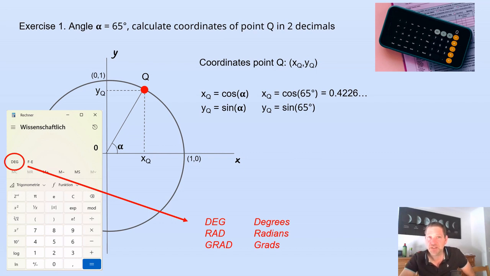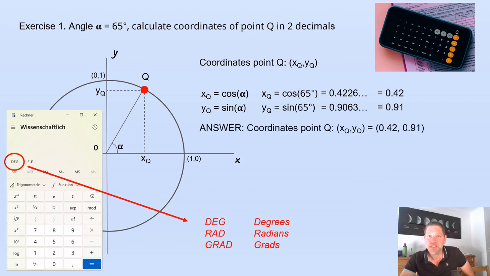But the question was to calculate the coordinates of point Q in 2 decimals. Therefore 0.42 is the answer for the x coordinate of point Q. Now the y coordinate, similarly, we type in 65 degrees and take the sine of it, and we end up with 0.9063, which is 0.91. So now the coordinate of point Q is 0.42, 0.91.